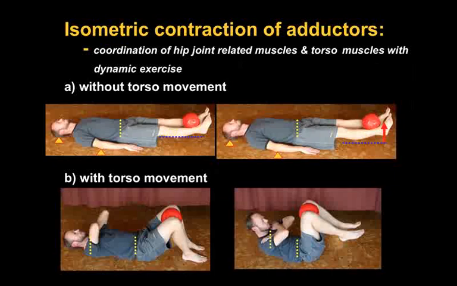You can use isometric contractions of your adductors, coordinated hip joint related muscles and torso muscles with dynamic exercises. Doing it statically without torso movement, and then with torso movement, as the top two photos and the bottom photos show. The top photos are without torso movement, moving the leg up and down. The bottom photos are keeping the contraction and then moving the torso up and down. There certainly have been studies that show these are good exercises that may help decrease groin and hamstring strain.